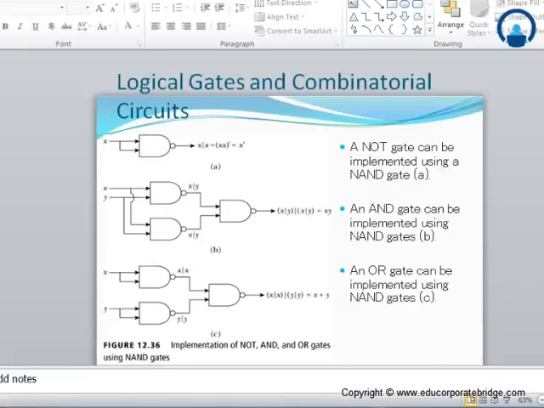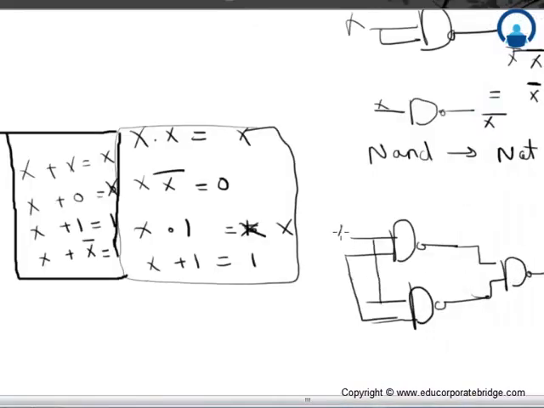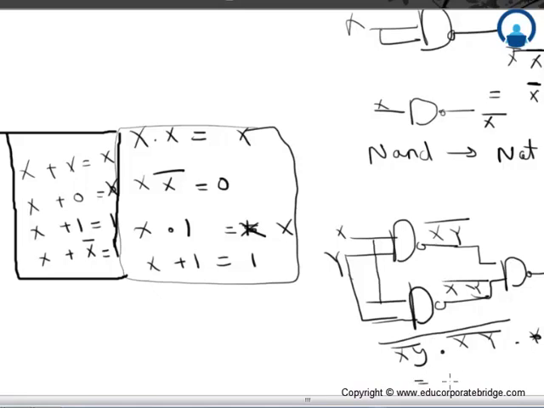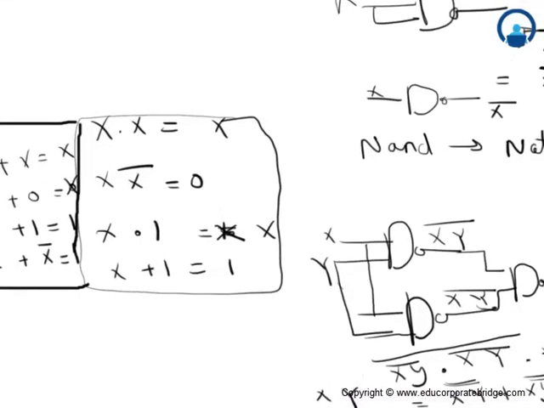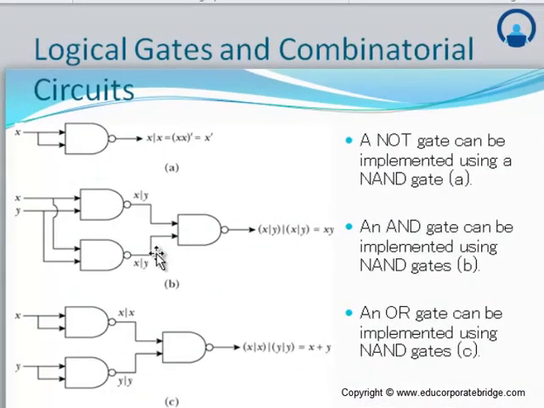Similarly, let us check with the other circuit. Let us say x and y. The output here will be x y bar. The output here also will be x y bar, and the total output here will be x y bar into x y bar, the whole bar. So as per De Morgan's law, we can execute this as xy bar bar plus xy bar bar, which is again xy. Therefore, the AND gate can also be implemented using a NAND gate.